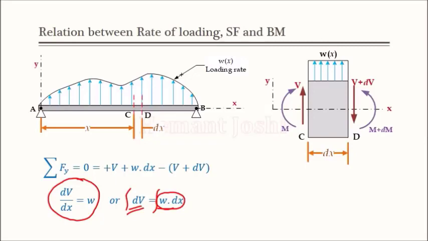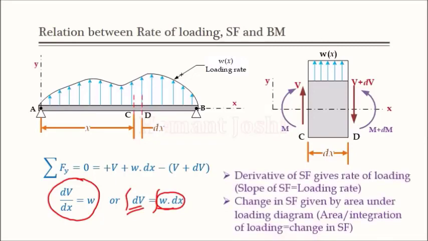So these two relations are very important, which give me a concluding form. First conclusion is derivative of shear force gives rate of loading. In other words, one can say slope of shear force equals loading rate. And second is the change in shear force, if I wish to obtain, then I have to take loading diagram area, either left of the section or right of the section. So that is the first case.